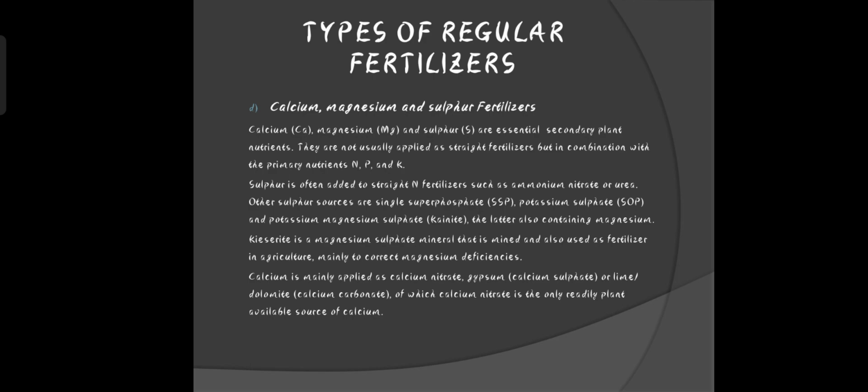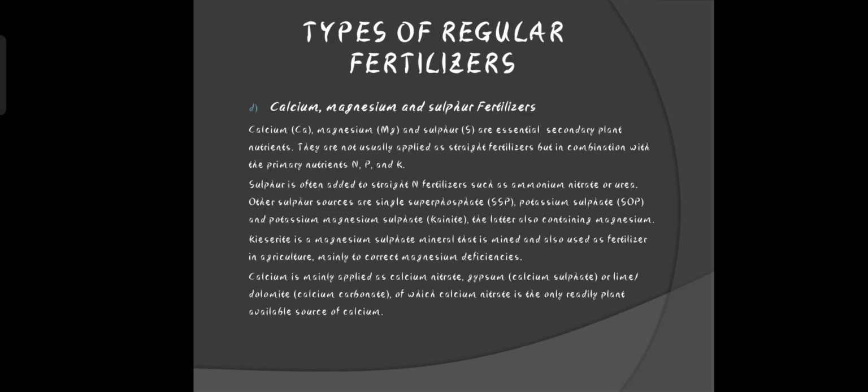Calcium, magnesium and sulfur fertilizers. Calcium, magnesium and sulfur are essential secondary plant nutrients. They are not usually applied as straight fertilizers but in combination with the primary nutrients nitrogen, phosphorus and potassium. Sulfur is often added to straight nitrogen fertilizer such as ammonium nitrate or urea. Other sulfur sources are single superphosphate SSP, potassium sulfate SOP, and potassium magnesium sulfate kainite, the latter also containing magnesium.